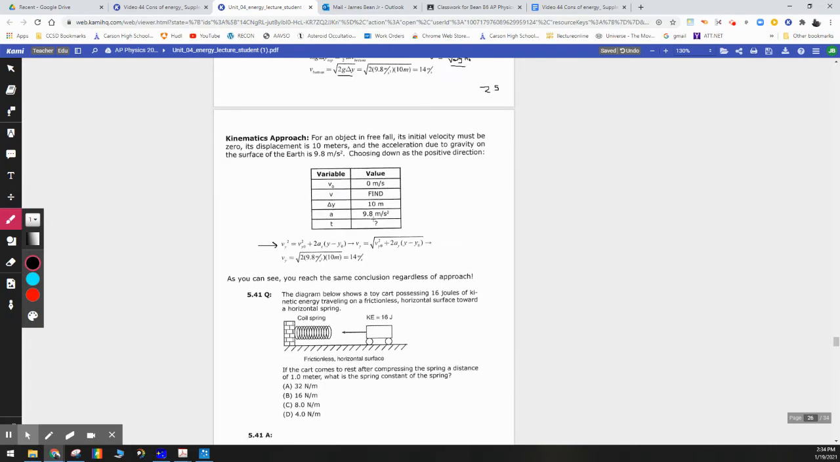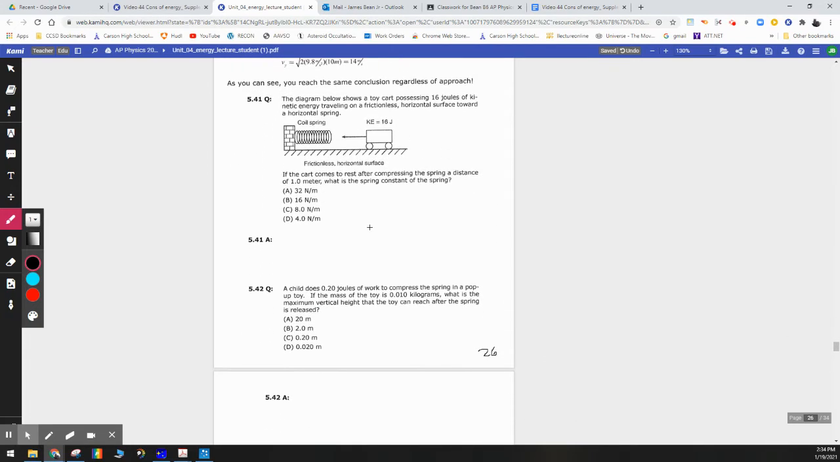Let's take a look at 5.41 and see what's going on here. Go ahead and read it. The diagram shows a toy cart possessing 16 joules of kinetic energy traveling on a frictionless horizontal surface toward the spring.